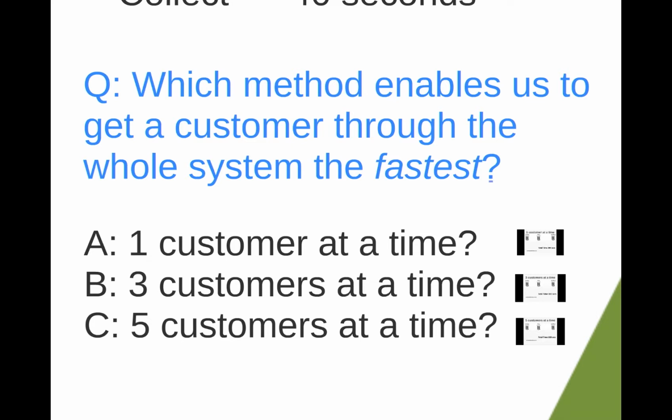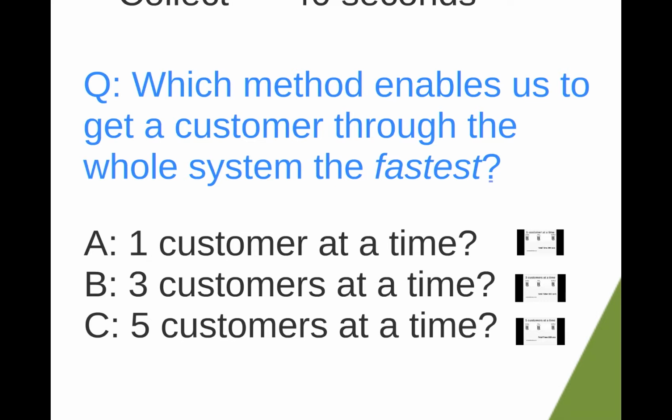This sounds a bit like Horrible Histories, which my daughter always watches. What is the answer? Is it A, 1 customer at a time? So hands up if you think it's A, 1 customer at a time. Is that going to produce the fastest through the system? 1 person, good, all right.